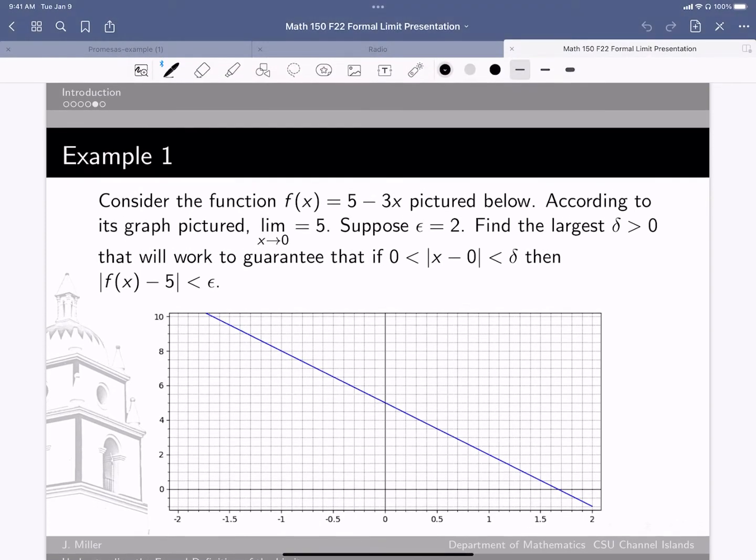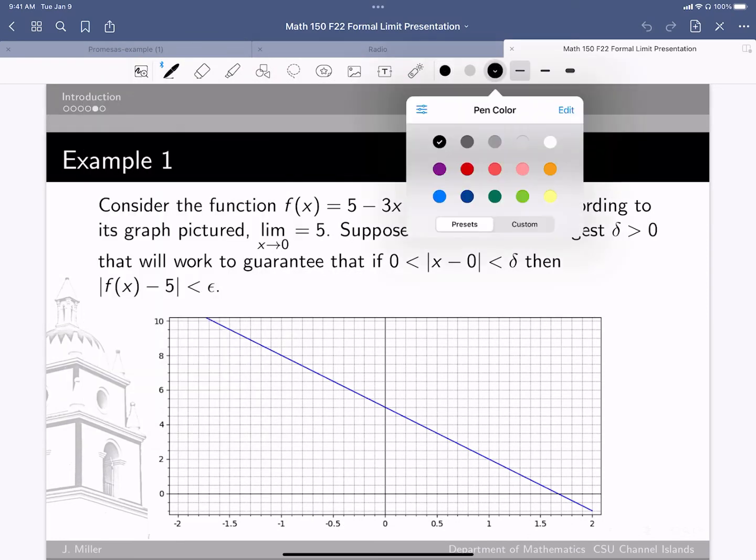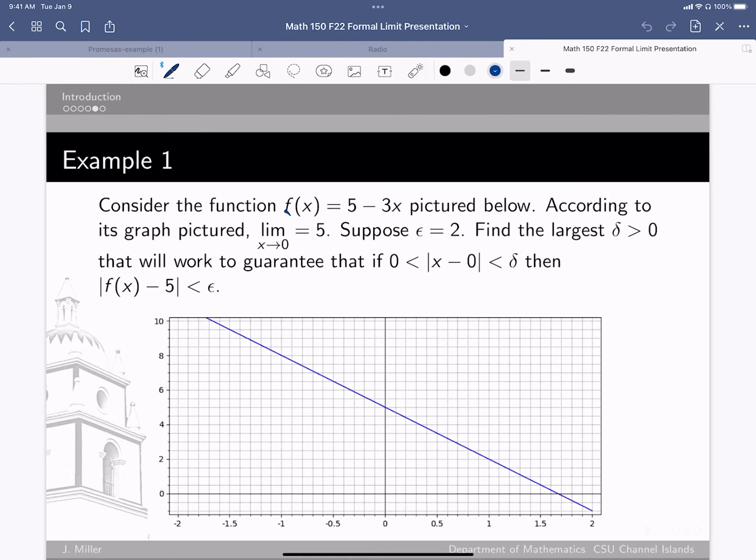So I'm going to make sure this is right. The limit as x goes to 0 of f of x is 5. Suppose epsilon is 2. Somebody gives us epsilon equals 2. Find the largest delta greater than 0 that will work to guarantee that if the distance between x and 0 is less than delta, then the distance between f of x and 5 is less than epsilon.